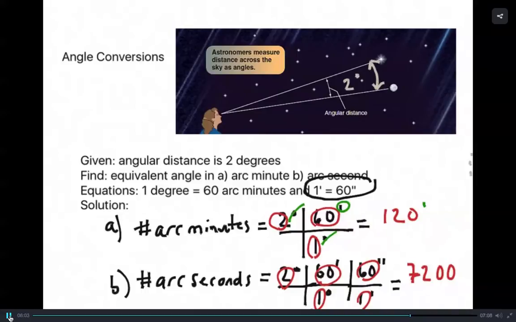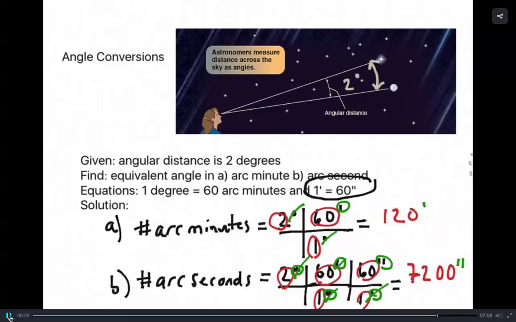Now let's look at the units. Degree cancels with degree, so we can get rid of those. Arc minute cancels with arc minute, so we can get rid of those. We don't have any arc second to cancel with, so we keep the arc second. And so the answer is 7,200 arc seconds. 2 degrees is equal to 120 arc minutes, and it's also equal to 7,200 arc seconds.